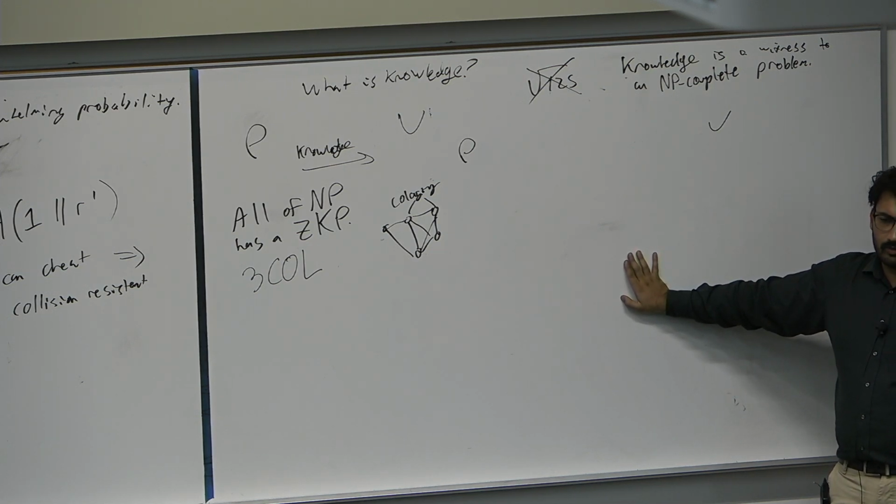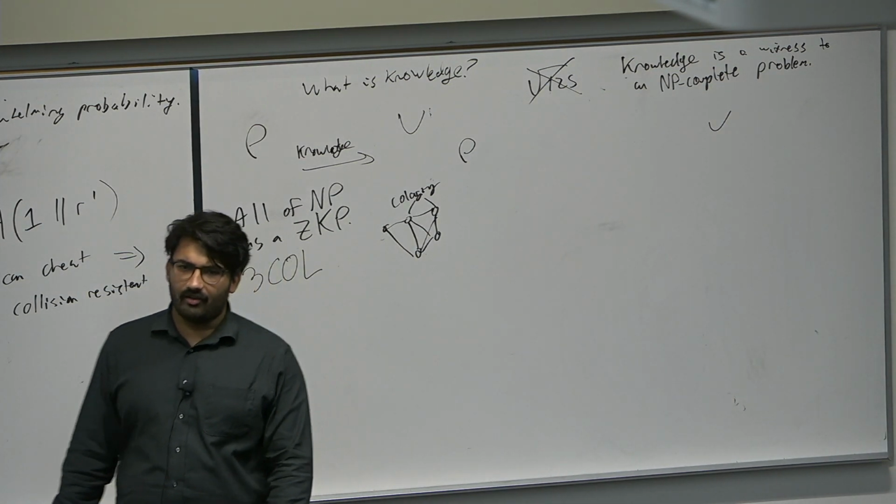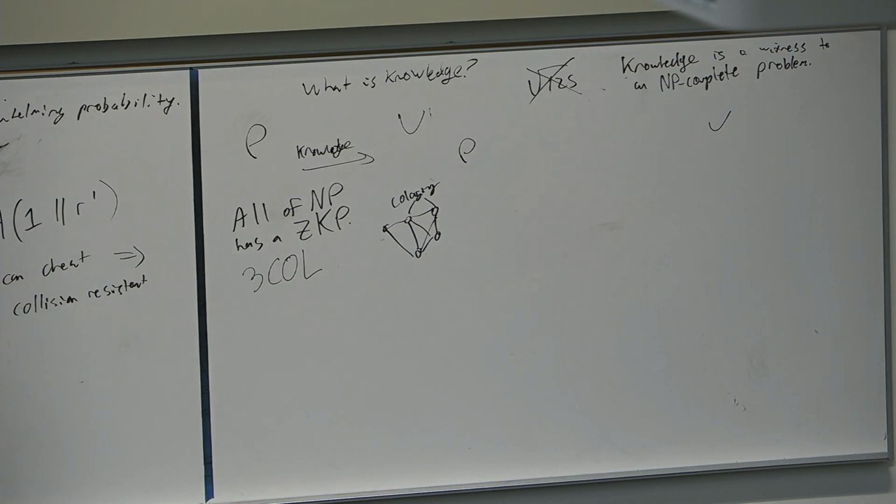Questions on the problem before we define the protocol? How can you effectively convince someone that you've colored a graph without revealing the coloring in some sense? Yeah, I mean, honestly, that's going to work.